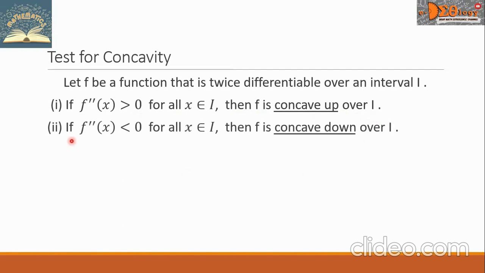Second, if f double prime of x is less than 0, or we say that if the second derivative of the function is negative for all x, an element of the interval I, then the function f is concave down over the interval I.